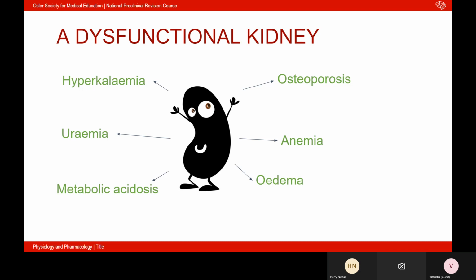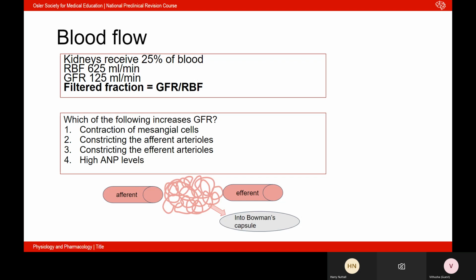Now we're going to go into some more specifics. The blood entering the kidney accounts for 25% of the circulating volume. So that's quite a significant amount, which equates to 625 mils per minute of renal blood flow. Of this, about 125 mils is filtered into the nephrons of the kidneys. And a formula you would need to know from the syllabus is the proportion of GFR to renal blood flow. So that's the filtered fraction: how much of the fluid reaching the kidneys is actually entering the nephrons.